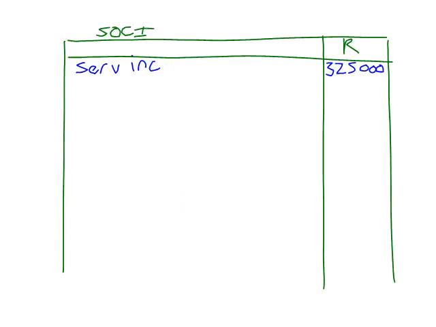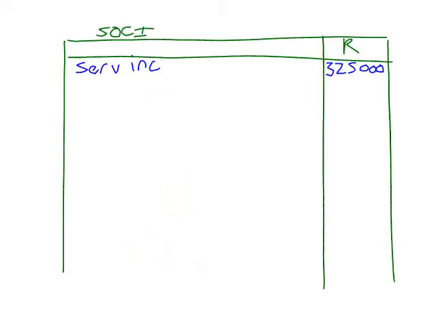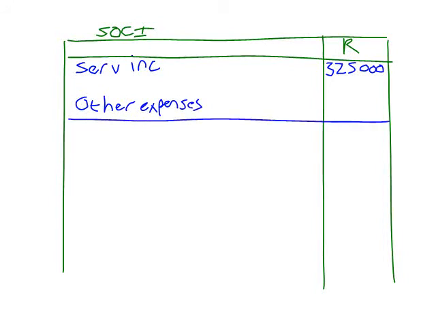When dealing with the statement of comprehensive income, we know that we should list all of the income first, followed by all of the expenses. Based on the pre-adjustment trial balance, there's only one income which appeared, whereas all of the remainder, except for capital and drawings, are expenses. This means that I can now say other expenses. And these expenses I can list accordingly.